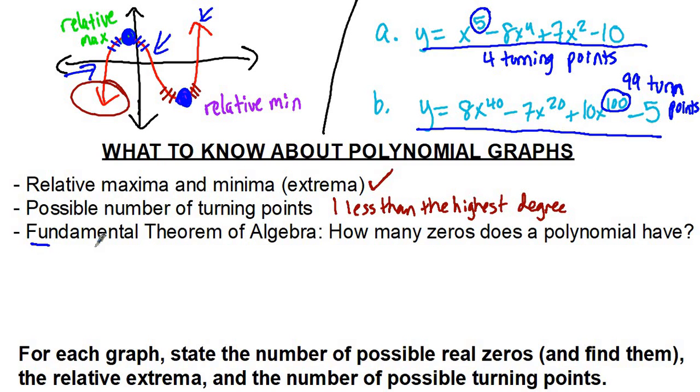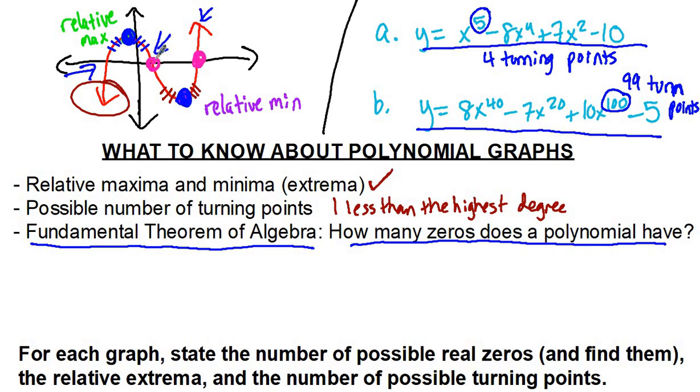And then finally, this is very important. The fundamental theorem of algebra, you can kind of tell from the name, it must be pretty important. This answers the question, how many zeros does a polynomial have? By zeros, we mean how many times does it hit the x-axis. So I'll highlight those up here.